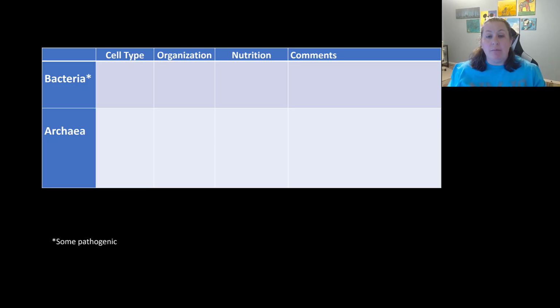So let's look at the cell type. Both of these are going to be prokaryotic cells. Prokaryotic cells means that they do not have a nucleus. When we look at organization, they are also going to be unicellular. They are single-celled organisms. So this is where they have some similarities still.